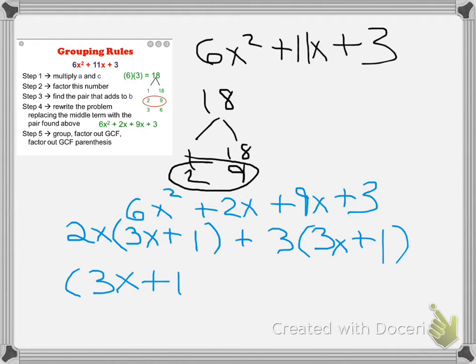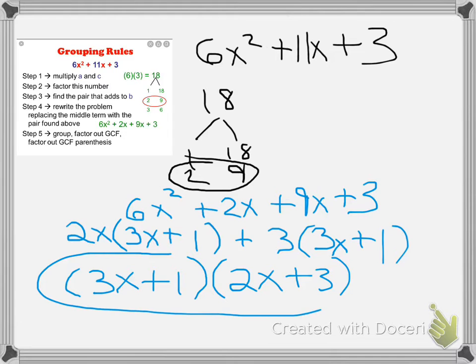Okay? So all I did is that thing that's written twice, I go down here and write it once, and then I ask myself what's left over. Well, just this 2x and this plus 3. And I write that right over here. 2x plus 3. And that is your final answer. 3x plus 1 times 2x plus 3.